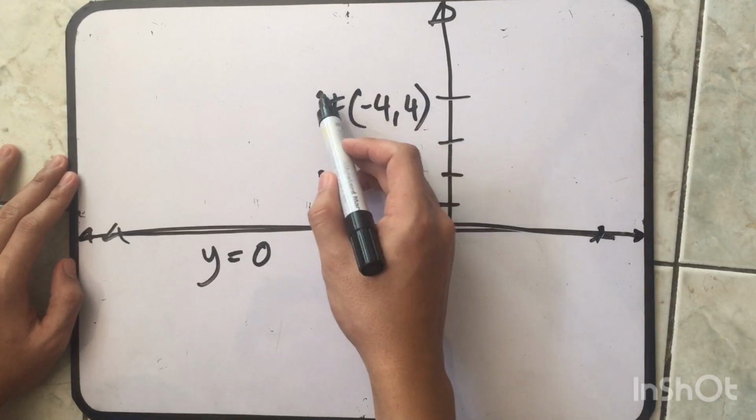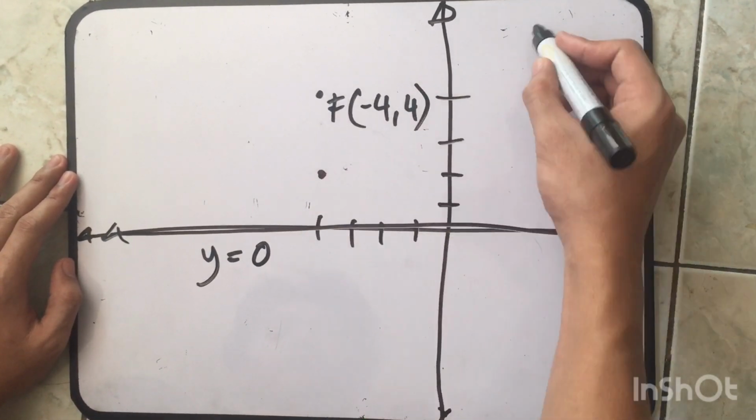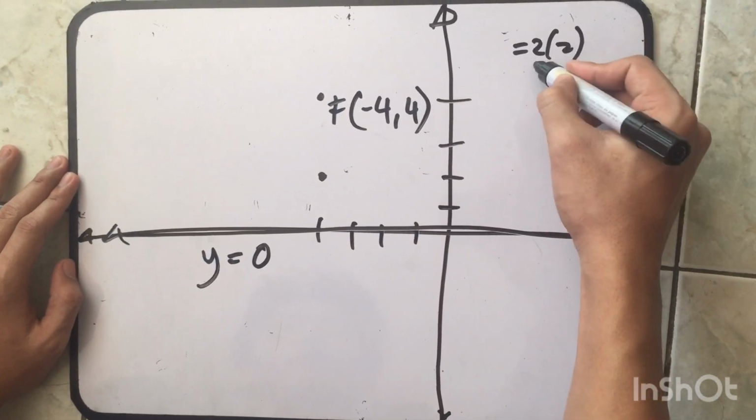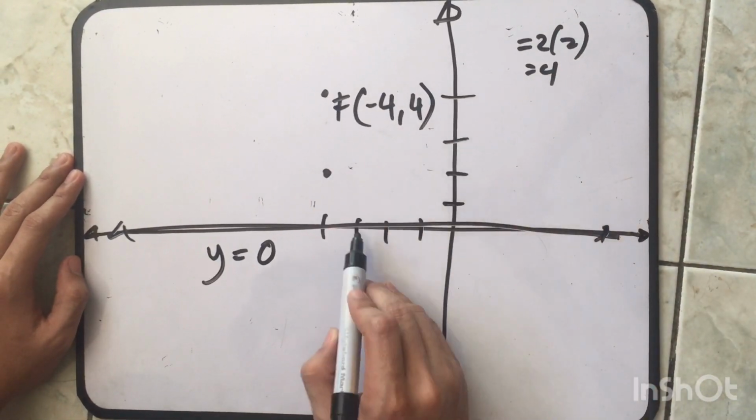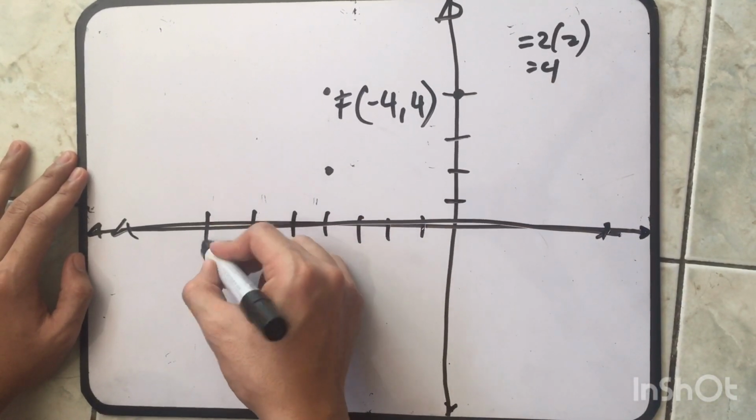So from the focus, we're going to count 4 units, that is the latus rectum. 2 times 2 equals 4. So 1, 2, 3, 4, and then 1, 2, 3, 4.